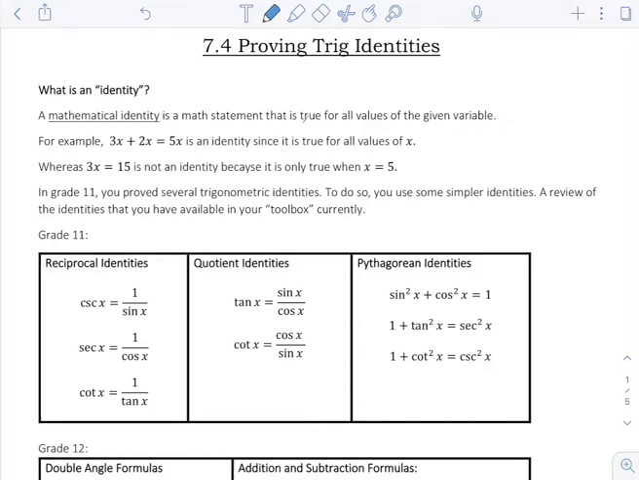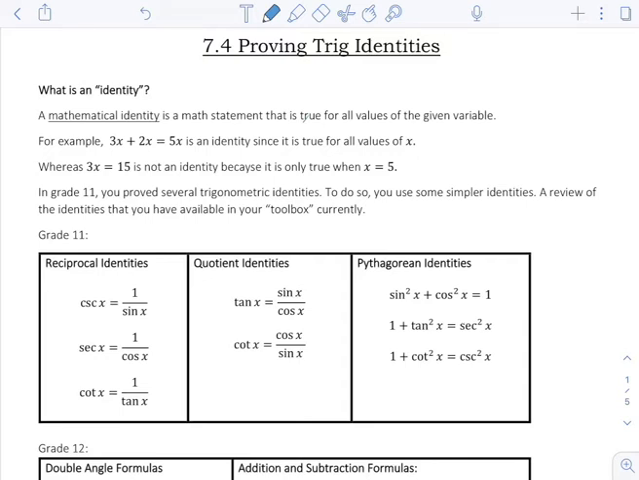Hey everybody, welcome back. We're going to look at 7.4, which is proving trig identities. There is a section in grade 11 on the same thing, and I know from experience that a lot of people have difficulty with these identities, but they're like a puzzle. If you practice, you're going to become good at them, and the more you do, the more you'll enjoy them. So just buckle down, do your best, and we'll get through it.